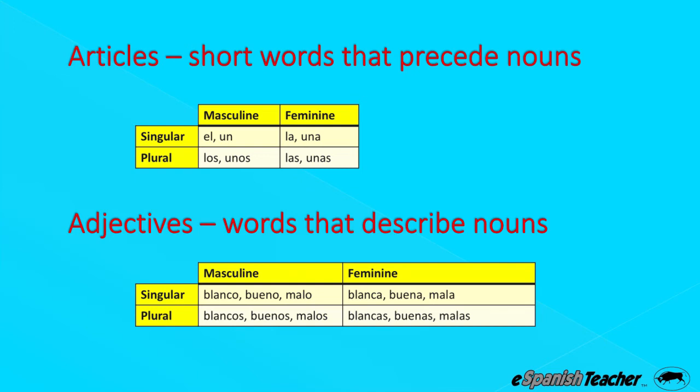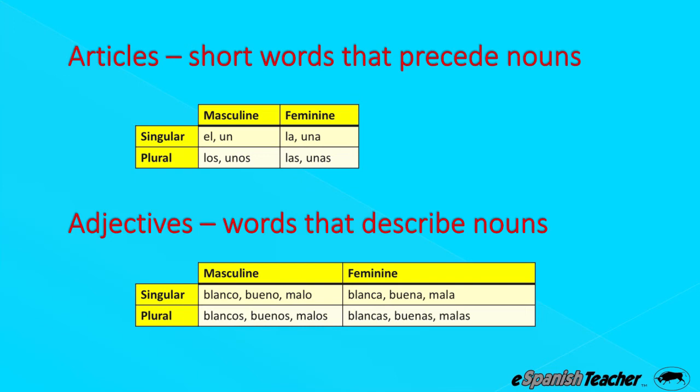And I've repeated these same words in each of the four boxes, but I've changed them to fit within our matrix. So we have singular masculine at top left. At top right, we have singular feminine. I've changed the adjectives to reflect a singular feminine noun. So blanca, buena, and mala. Those would be paired with a singular feminine noun.